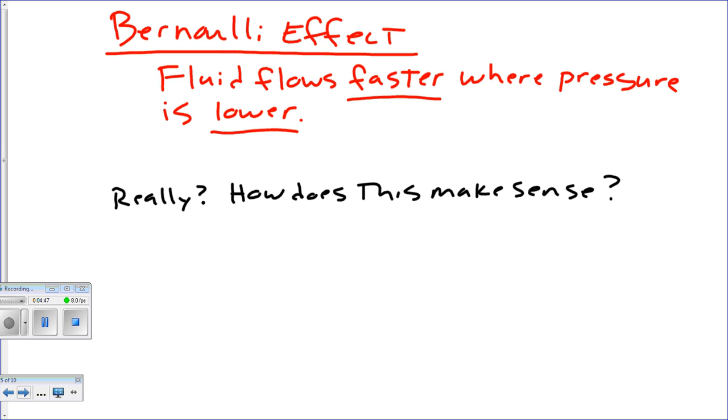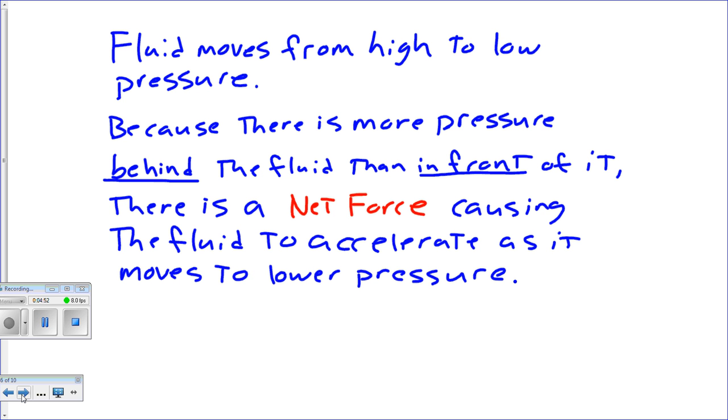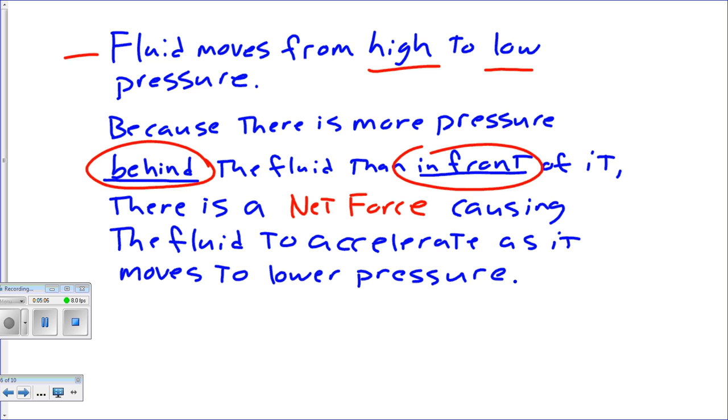Okay, that's one of those big questions in physics that we will answer right now. Now, here's how it works. Fluid moves from high to low pressure. I think that's pretty straightforward. I don't think I need to convince you of that because there is more pressure behind the fluid than in front of it. That creates a net force causing the fluid to accelerate as it goes from lower to higher pressure.